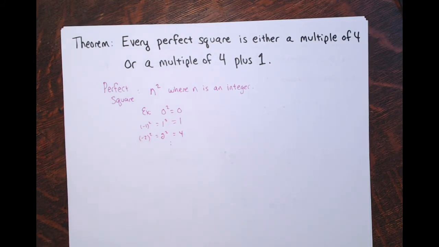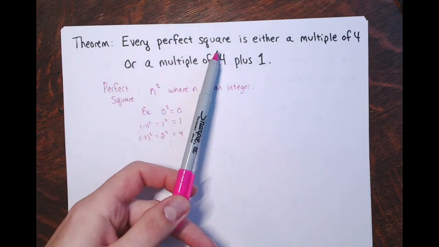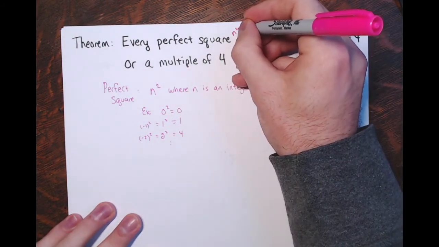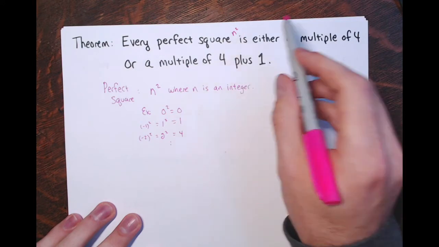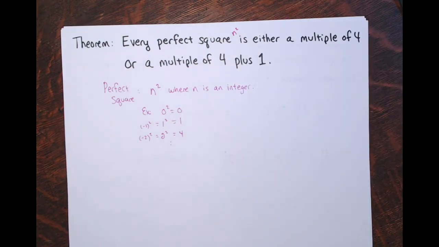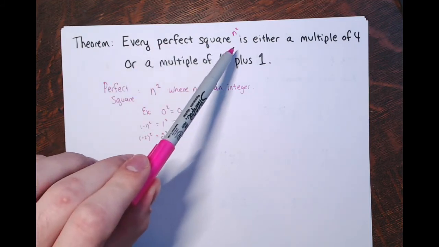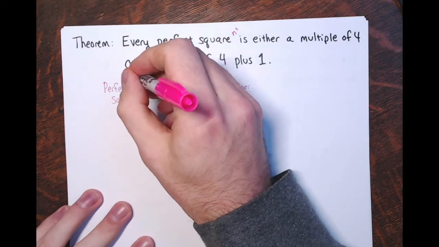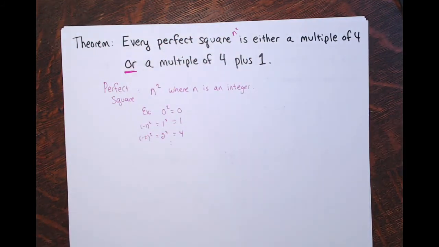So 4, 9, 16, 25, those are all perfect squares. So I guess you could say every perfect square, n squared, maybe I'll add that to the statement, where n is an integer, just stating what n is and stating what a perfect square is. Every perfect square is either a multiple of 4 or a multiple of 4 plus 1.